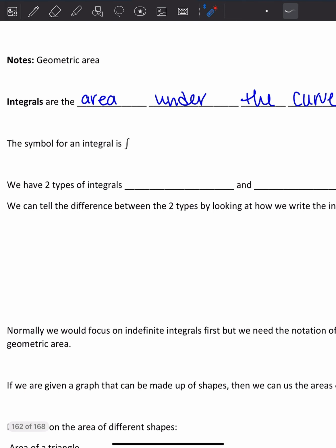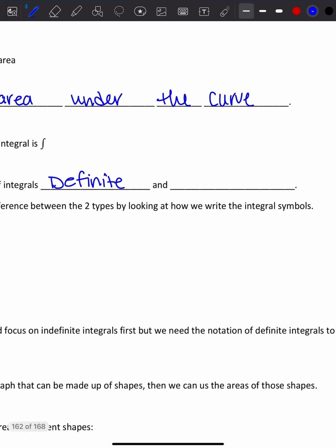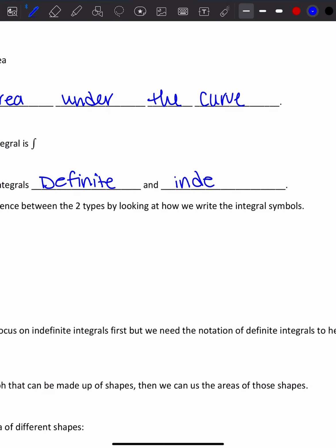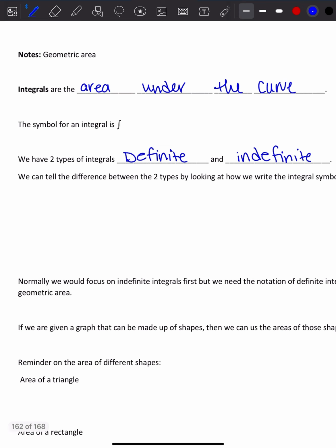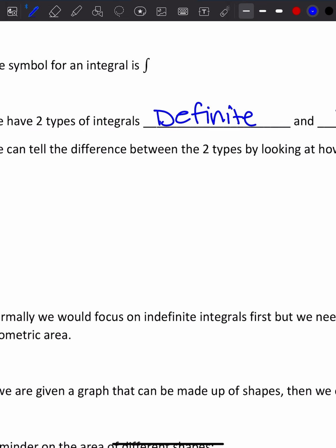We have two different types of integral. We have definite and indefinite. And you can tell really clearly and obviously when you look at the notation which one's which. So when we're looking at a definite integral, you'll see that crowbar, the integral symbol, and then you'll see some sort of numbers or letters on that symbol.